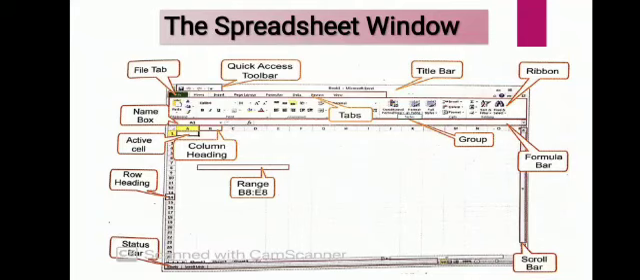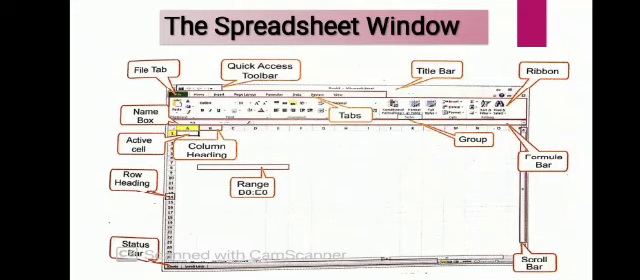Now see, at last the scroll bars are given, vertical and horizontal. The vertical scroll bar located along the right edge of the screen is used to move up or down the spreadsheet, while the horizontal scroll bar located at the bottom of the screen is used to move left or right across the spreadsheet.